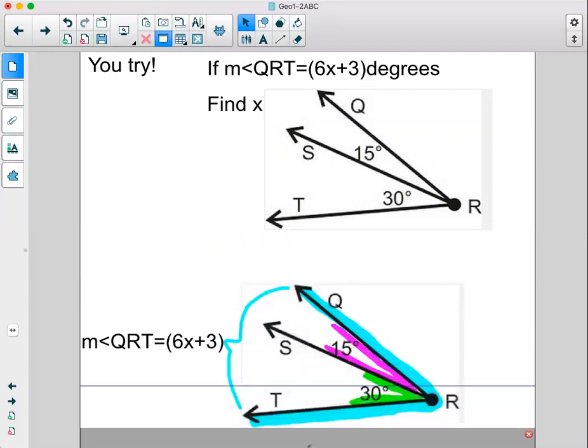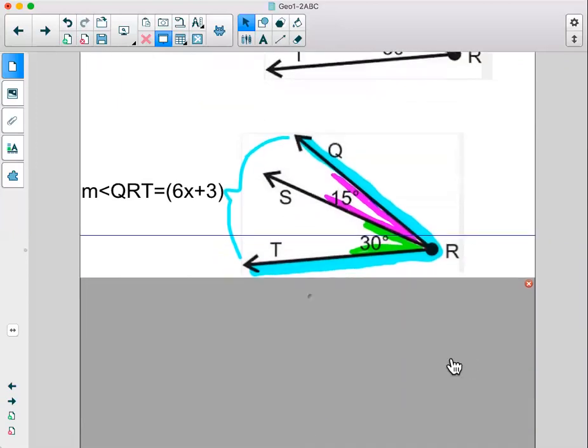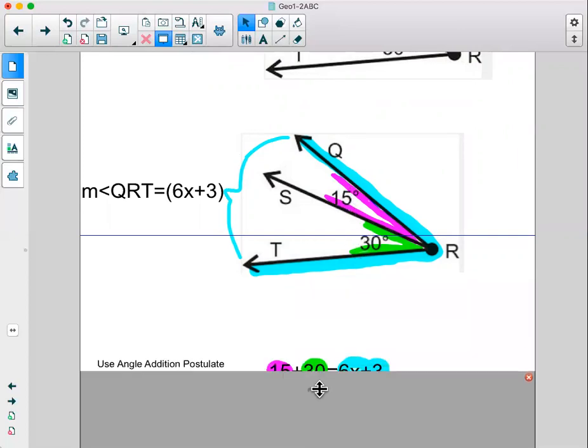In this case, we are told that the whole big angle QTR has this algebraic expression, but we're told these two little angles have those degrees. So QRS is 15 degrees, SRT is 30 degrees, and together we can use the angle addition postulate because there's no overlap and there's no gap between TRS and SRQ. So we can say green angle plus pink angle equals 45 degrees.